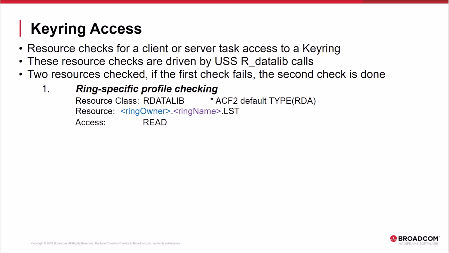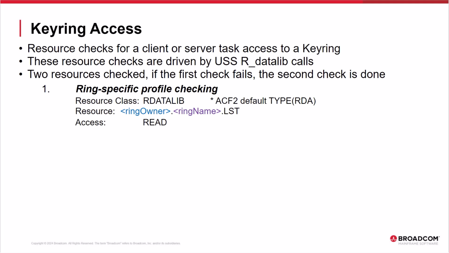The first check is known as a ring-specific profile check, where the resource name consists of the ring owner and the ring name followed by the characters LST for the resource class RDATALIB. Read access is required to access the key ring. For ACF2 rules, the RDATALIB class defaults to a type code of RDA. Ring-specific profile checking allows user access to a single key ring.